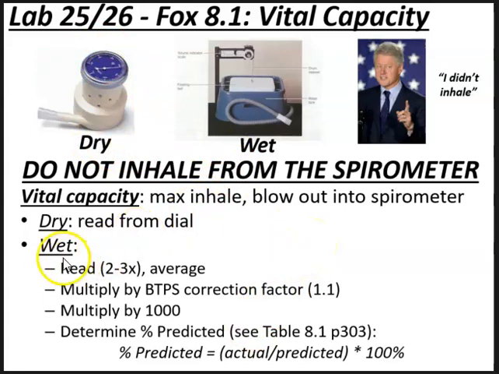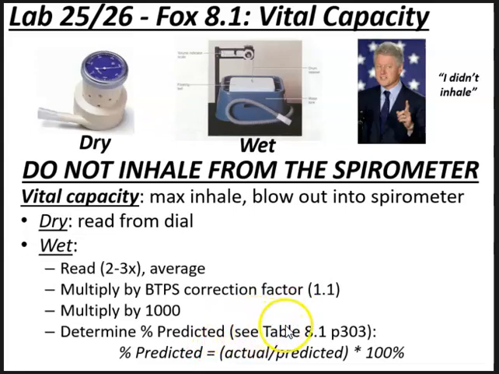Now with a wet spirometer, we have a volunteer do it about 2 to 3 times and we read those volumes and then we take the average. We will then multiply by what is known as a BTPS correction factor, which is about 1.1. BTPS stands for body temperature and pressure saturated. This is a correction factor for atmospheric pressure and whether or not the air is saturated, and helps denote a volume of gas saturated with water vapor at 37 degrees and at ambient barometric pressure. After correcting with the BTPS factor, we will multiply by 1,000. We can then determine the percent predicted.